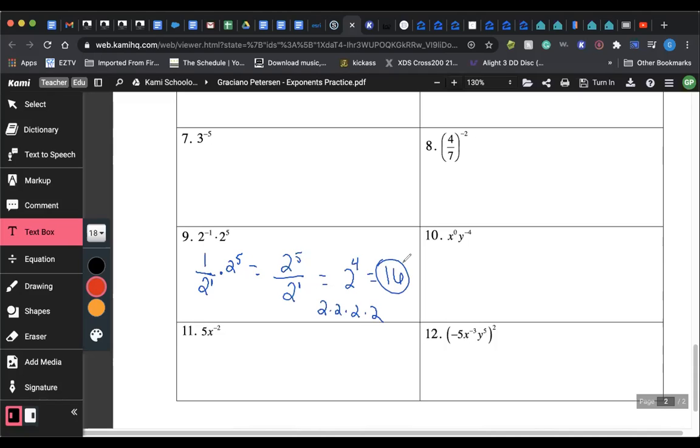All right, and so now we have number 10. X to the 0, that's easy. That's going to be 1. Perfect. So I can just get rid of that. So now I have y to the negative 4th. What do I do with that? Flip. I just flip it. So it's just equal to 1 over y to the 4th. That's my answer.